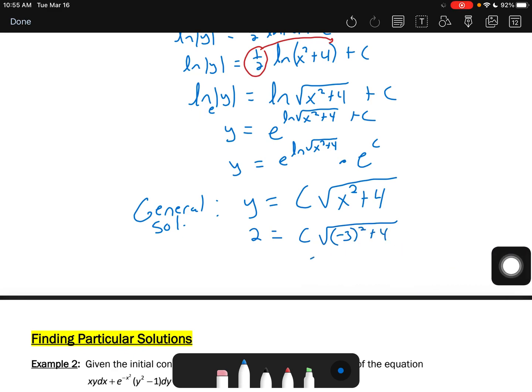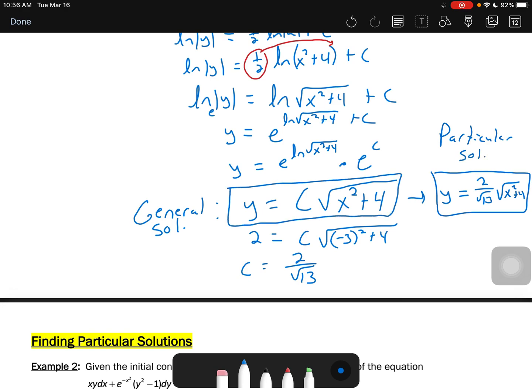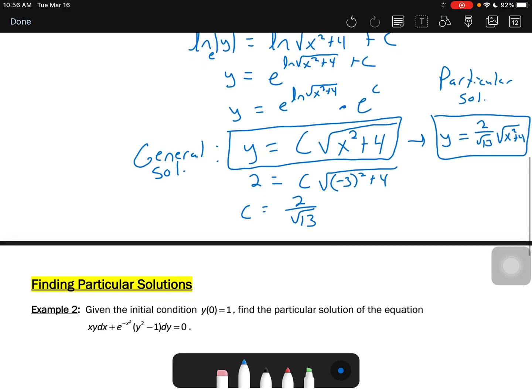So that's going to give me a square root of 13. So I'll have 2 equals the square root of 13 times c, and dividing that out, c would equal 2 divided by the square root of 13. If I go back and substitute that in right here, I'm going to have 2 over root 13 times the square root of x squared plus 4, and this would be the particular solution. So there's a general solution and a particular solution, one of each. That's one example of separating variables and solving your differential equation.